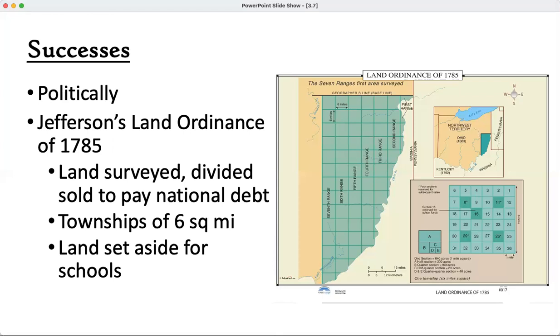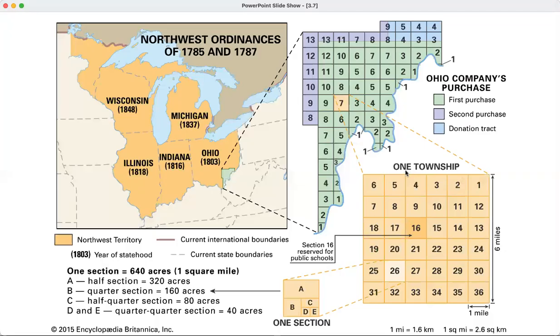And a lot of this land will be used in forming the first universities of the states. So this is a big deal, right? It's a systematic way to not only divide up the land, to organize it, but to also ensure we have funding for future education and funding to pay off our debt. You also will have the Northwest Ordinance of 1787, which looks at how to govern the territories.